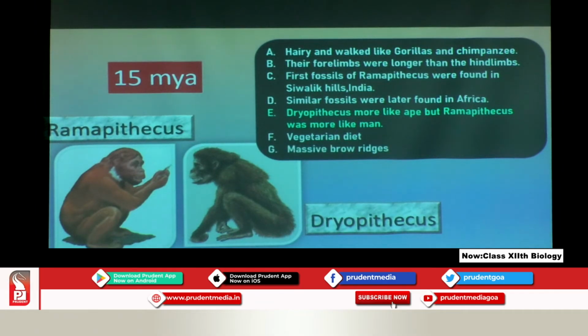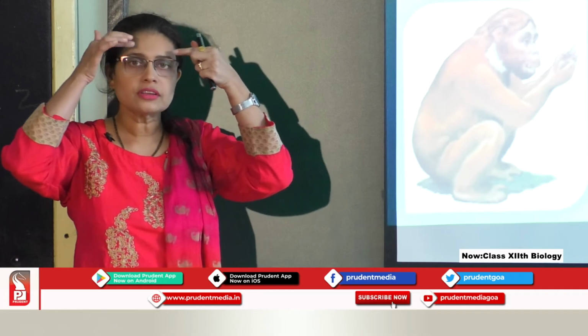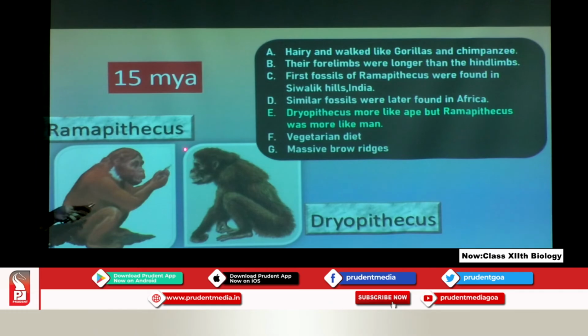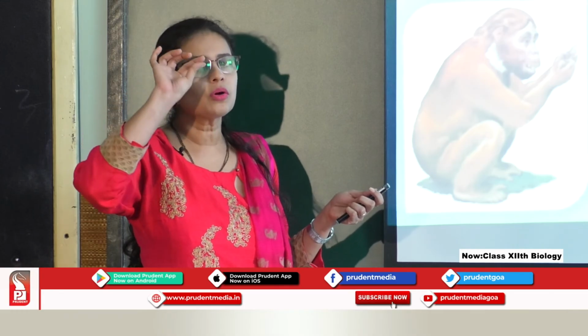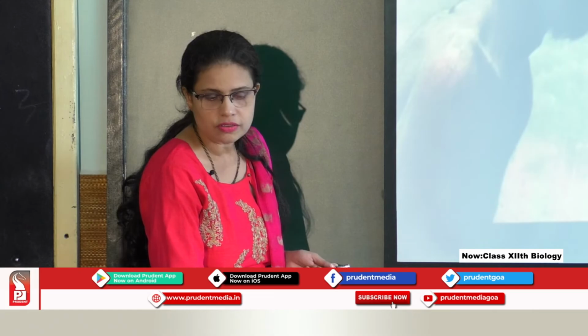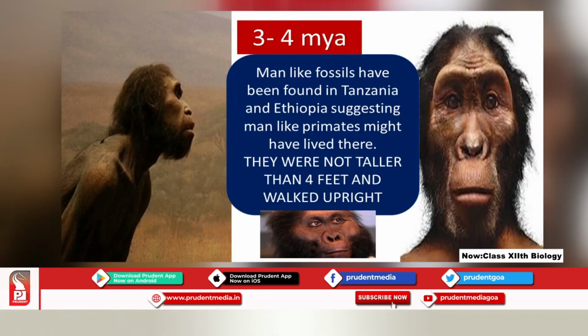Massive eyebrow ridges. If you look at these eyebrows, in us it is somewhat flat, but this organism had very prominent eyebrows, protruding out. The bony skeleton at this region was protruding. That is what is known as massive eyebrow ridges. Then directly from 15 million years ago, we are now coming to 3 to 4 million years ago.